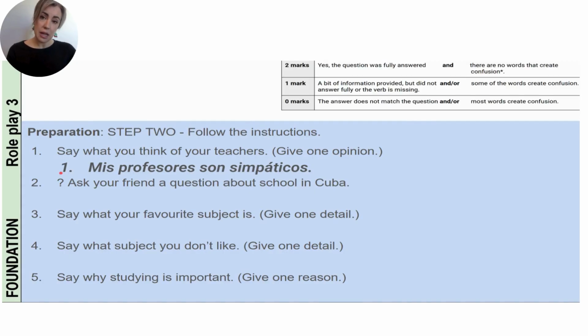Without me saying I think they are. But just to be on the safe side, maybe it would be best to say, creo que mis profesores son simpáticos, okay? The second bit is a question mark, okay? This means you have to ask your friend a question about school, there's always the about in the wording, and then whatever. You must stick to this, okay?